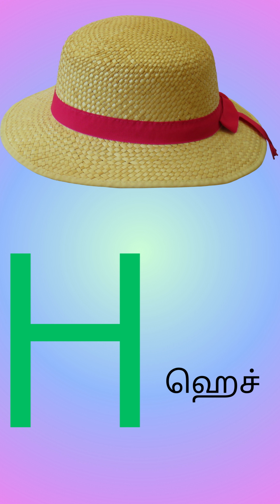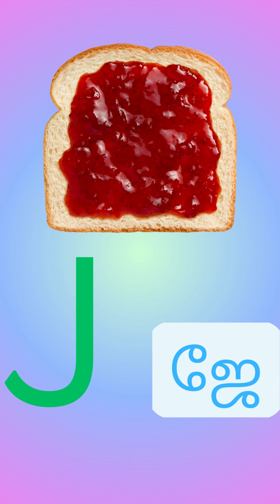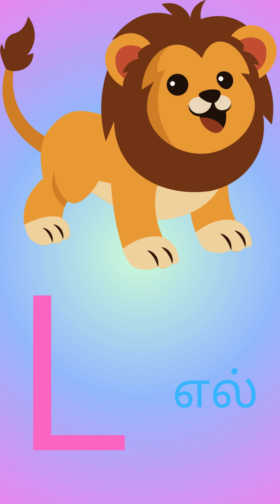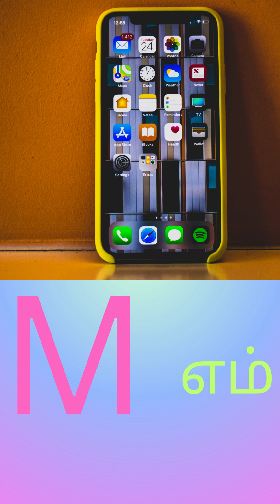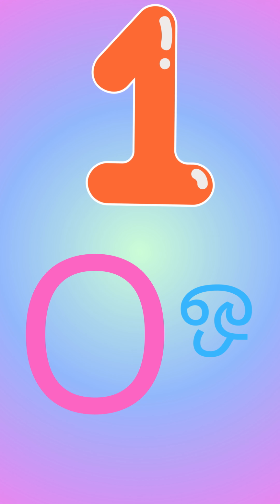H for hat. I for ice cream. I for ice cream. J for jam. J for jam. K for kitten. K for kitten. L for lion. Say it. L for lion. M for mobile. M for mobile. N for nurse. N for nurse. O for one. O for one.